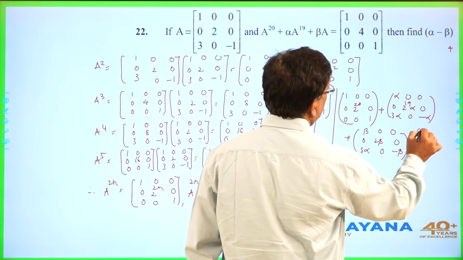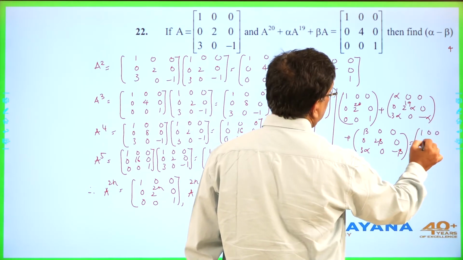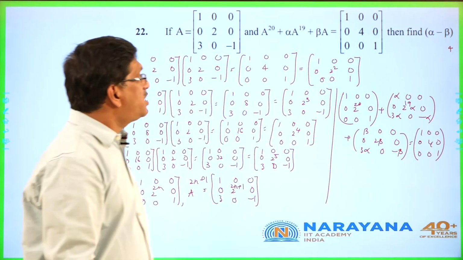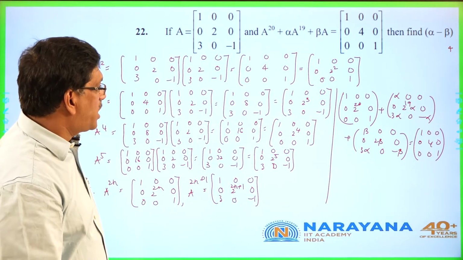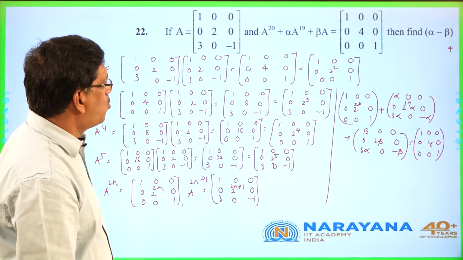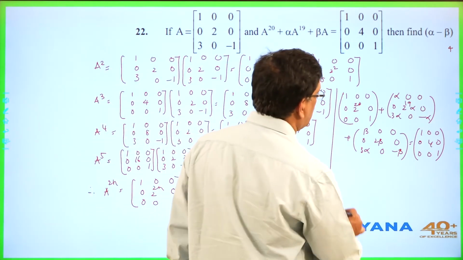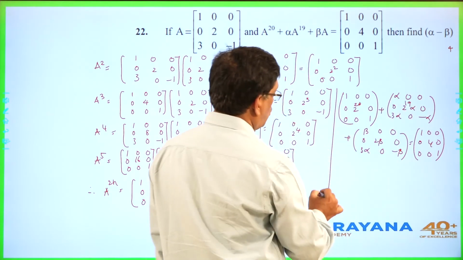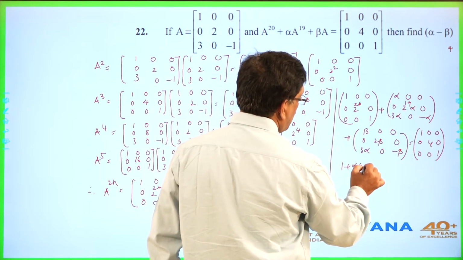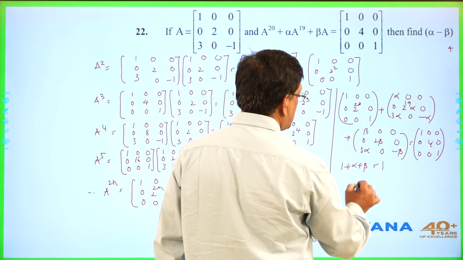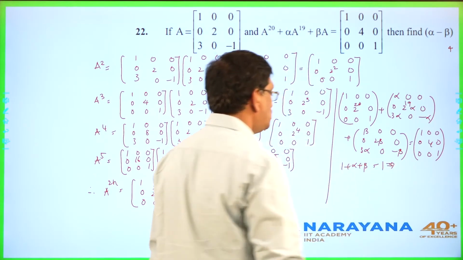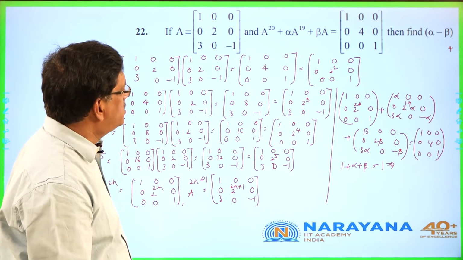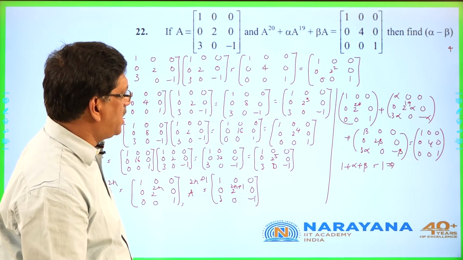He has given it as 1 0 0 0 4 0 0 0 1. Come on, equate the similar ones. You can easily get the value: 1 plus alpha plus beta equal to 1. This is one case. Next, take any other number, thereby you can find out.